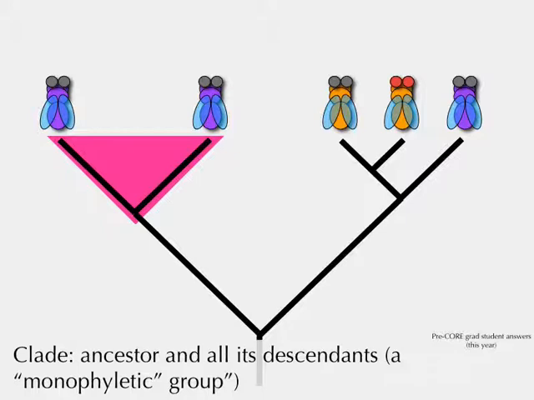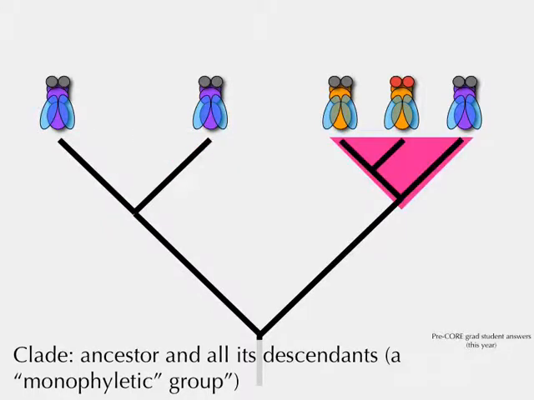Clade. Okay, so a clade is an ancestor and all its descendants. So that's a clade, this is also a clade, and this is also a clade. Now, what's the difference between these two clades?